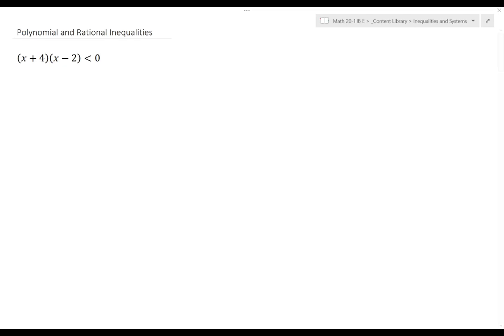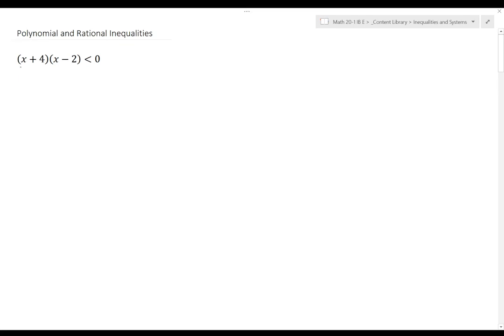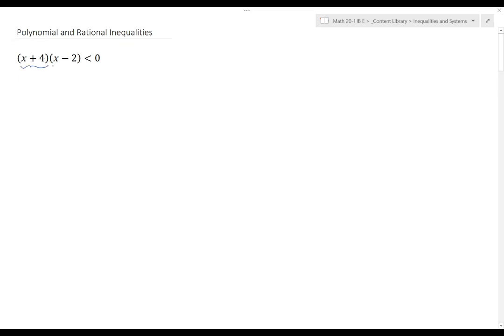Everyone, in this video, we're going to be looking at one variable inequalities and specifically polynomial and rational inequalities. We're going to start with a really basic quadratic inequality to illustrate the principle. So if we look here at what we have, x plus 4 times x minus 2 is less than 0. Essentially what this is saying is one factor times another factor has to be a negative number.